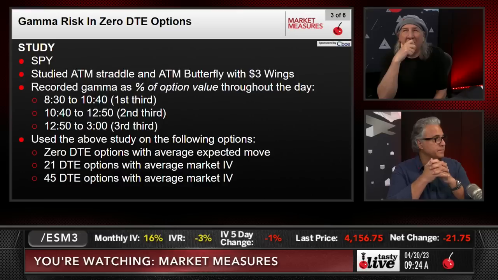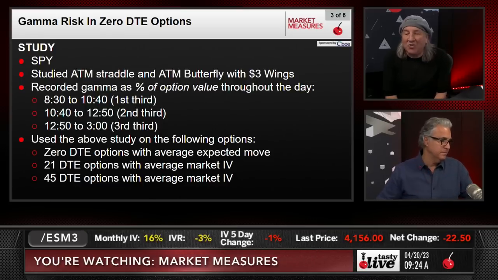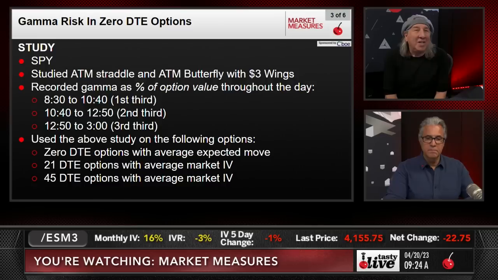That's fair. So we did a study. We studied the at-the-money straddle and the at-the-money butterfly with $3 wide wings in the SPY. Now, when I trade this, I tend to do $30 wide wings in the SPX. $3 wide wings in SPY is the same thing, just so you're clear. We just changed the study up to the SPY, but $3 wide wings in the SPY is the same as $30 wide wings in the SPX.